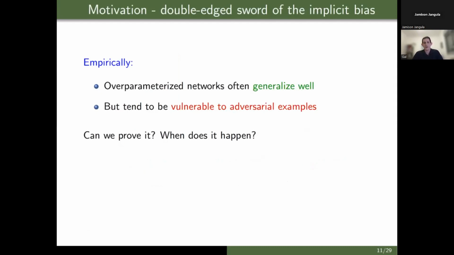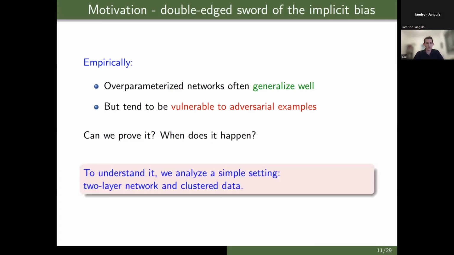And so empirically, on the one hand, as I already mentioned, it seems that there is some implicit bias towards solutions which generalize well. But on the other hand, it seems that there is implicit bias towards solutions which are vulnerable to adversarial examples. So it seems that the implicit bias might be good for generalization, but bad for adversarial robustness. But the question is whether we can actually prove that this is the case, and whether we can understand under what settings, under what conditions these phenomena really occur in trained networks.